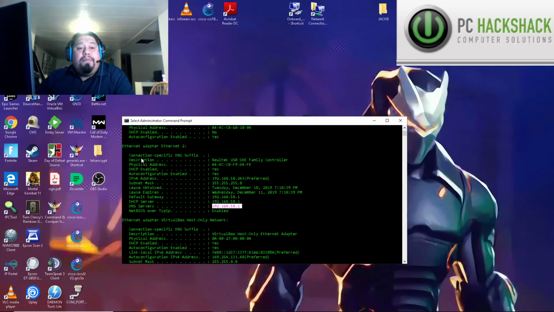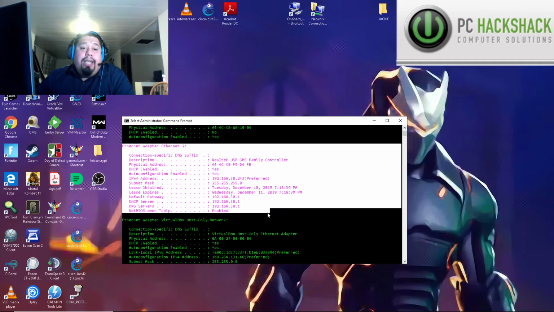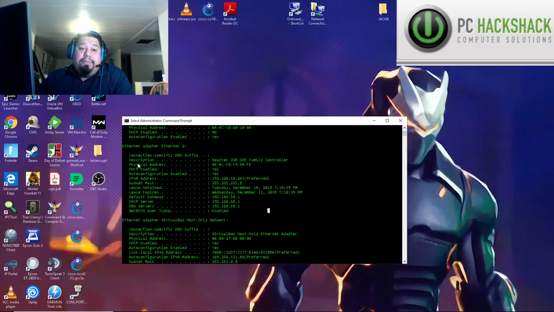So basically, this is the information you want to look for. You can just do ipconfig for very basics, and then you can do ipconfig /all for a detailed IP address configuration. And this gives you all the information that you need.